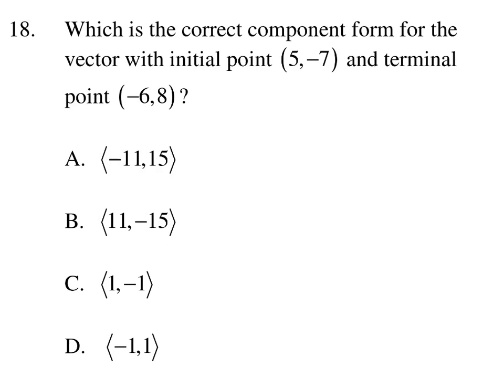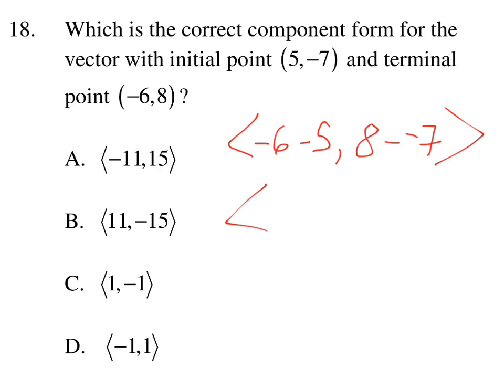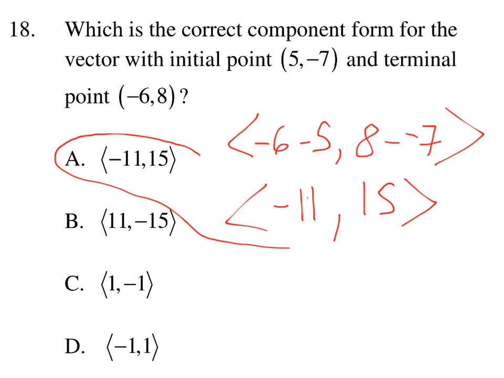18, which is correct component form. Well, if you start out here at 5, -7, you end up at -6, 8. In order to get component form, you take these numbers and you subtract those ones. So if I take -6 minus 5, and then I take 8 minus -7, I get my components for my vector, which comes out to be -11, and then 15. And that gives the A. -11, 15. That should be a 5. There we go.